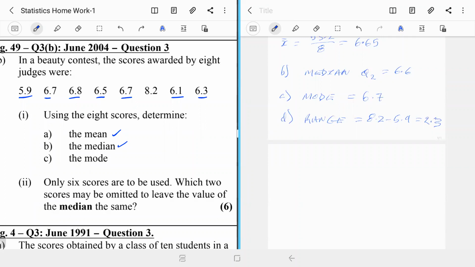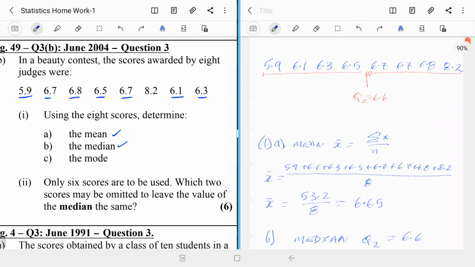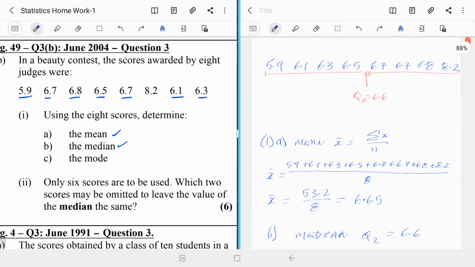Then now, part E, I want the interquartile range. How do I calculate the interquartile range? What do I need? What is the formula for the interquartile range? Sir, Q3 minus Q1. So I have Q2, but how do I find Q3 and Q1? What do I do on the data here now? What do I do to find Q3 and Q1?